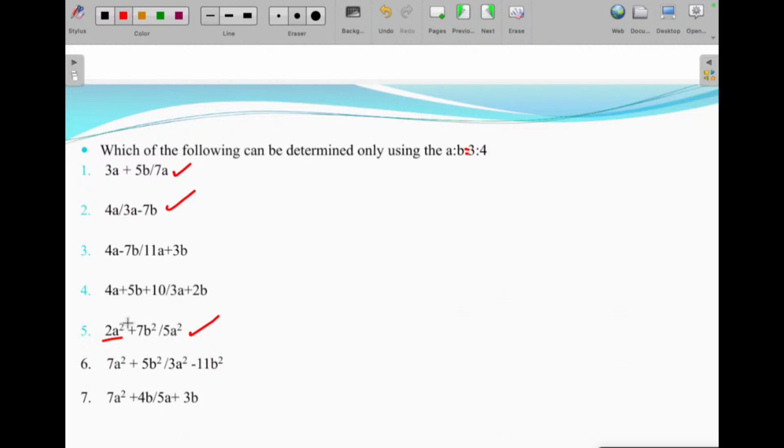How can we find out the exact value? My question is only ratio. Can we find out ratio? Which of the following can be determined only using ratio? I only need to find out ratio, not exact value. Tell me, can we find out all of them?